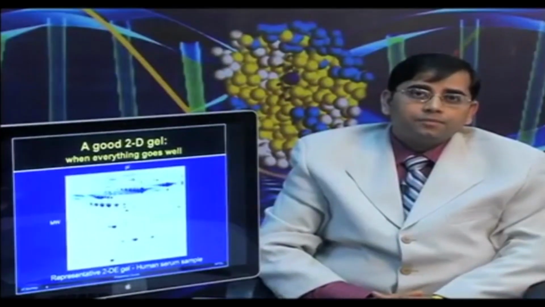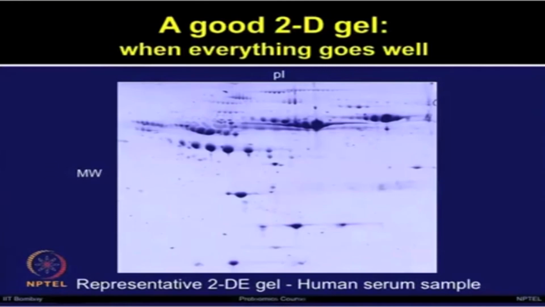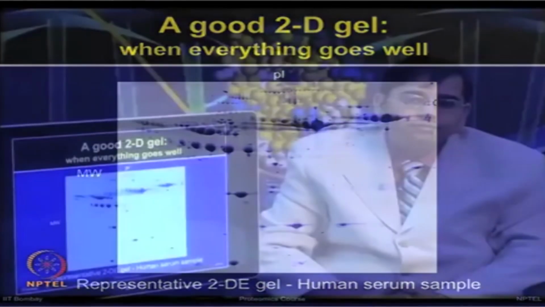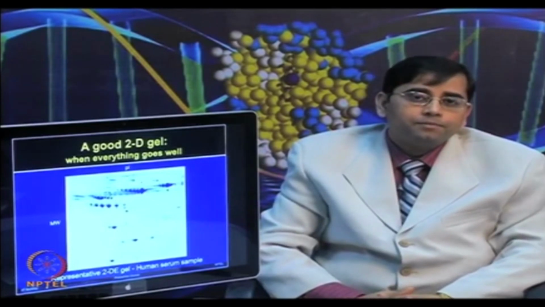Now, in the previous lectures, when we talked about obtaining a good 2D gel image, you may have felt that at the end of that experiment, all the 2D gel images will look very good. I am showing you one 2D gel which appears very good, and this is what happens when everything goes very well. If your protein separation and staining are fine, then at the end you should be able to see very good protein separation on the gel. This is a representative 2D gel image shown with a human serum sample.